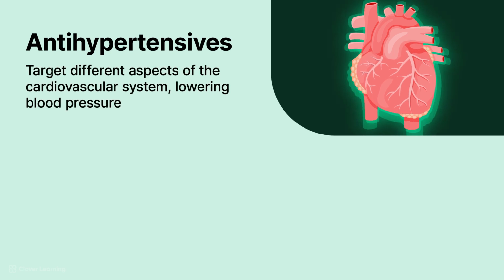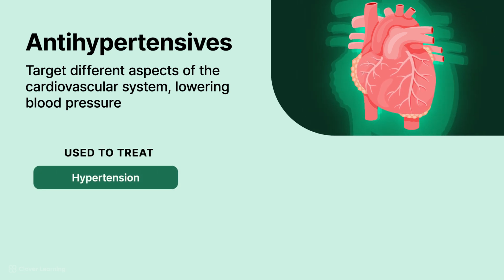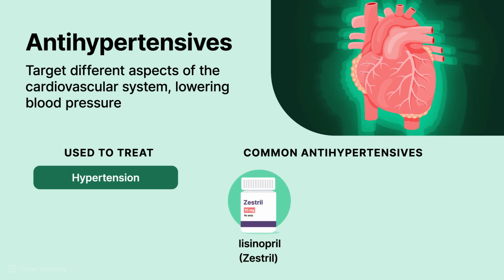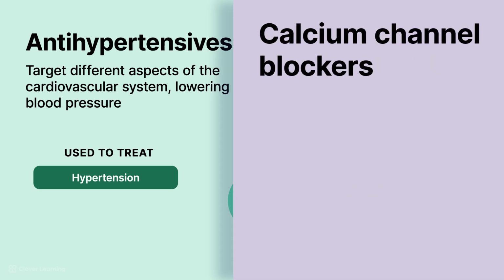Antihypertensives target different aspects of the cardiovascular system, also lowering blood pressure. Antihypertensives are used to treat hypertension or high blood pressure. Common examples of antihypertensives are lisinopril, marketed as Zestril, and metoprolol tartrate, marketed as Lopressor.